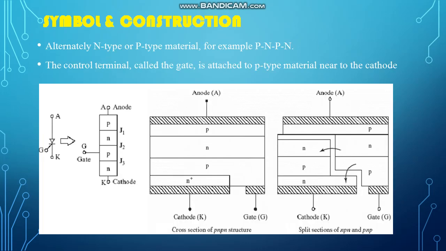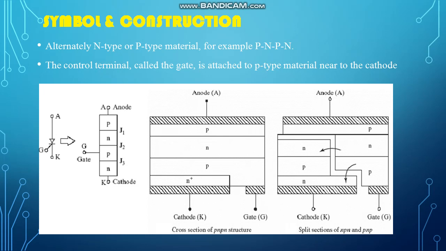Symbol and construction. So here we can see this is the symbol of an SCR. It has three terminals: anode, cathode, and gate. Its symbol is like a diode only, but it has one gate terminal. Now, one important point is SCR is a control device, because as you can see its symbol is like a diode. So let me tell you that it is a control device.